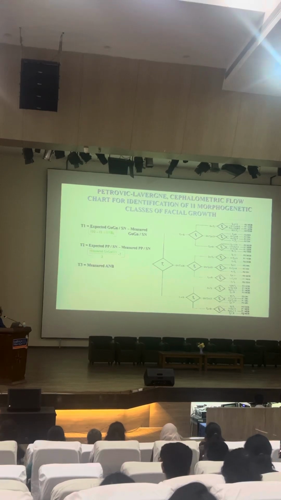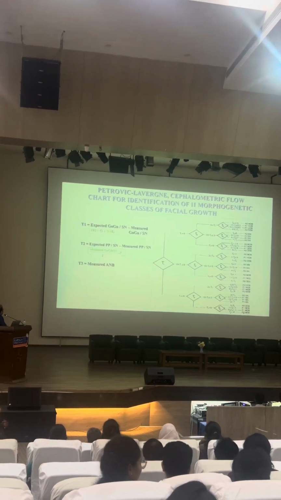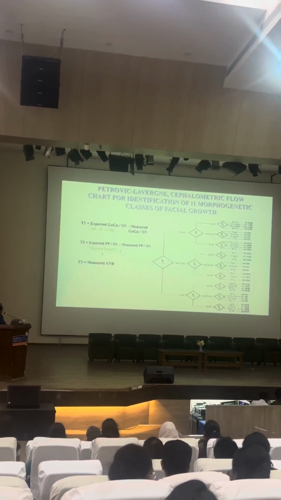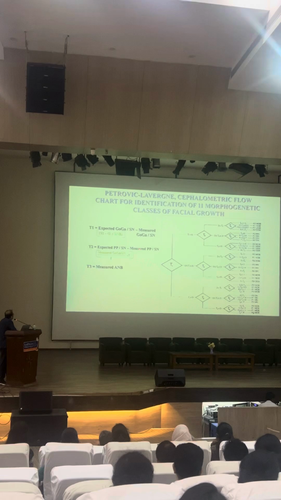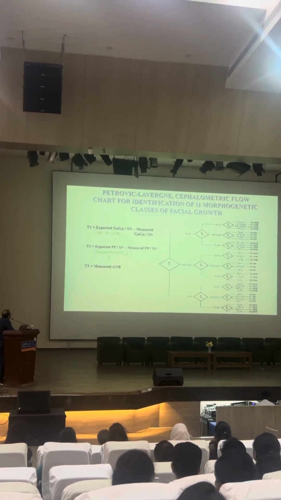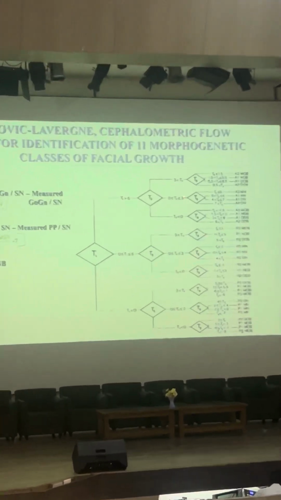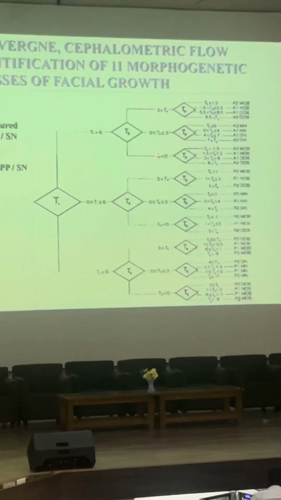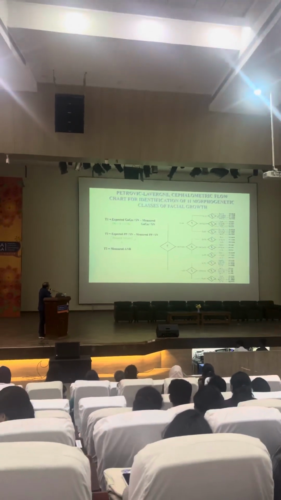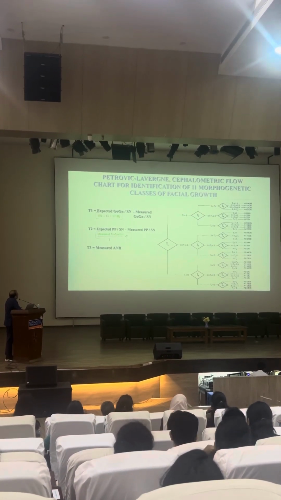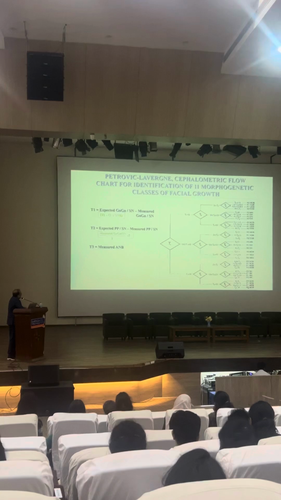Now T2. T2 is expected palatal plane angle minus measured palatal plane angle. How to find the expected palatal plane angle? That is measured gonial angle by 2 minus 7 and minus this measured palatal plane angle. If this value is 0 to 3, here 3 to 0, and less than 3, 0 to 3, more than 3 and less than 0.